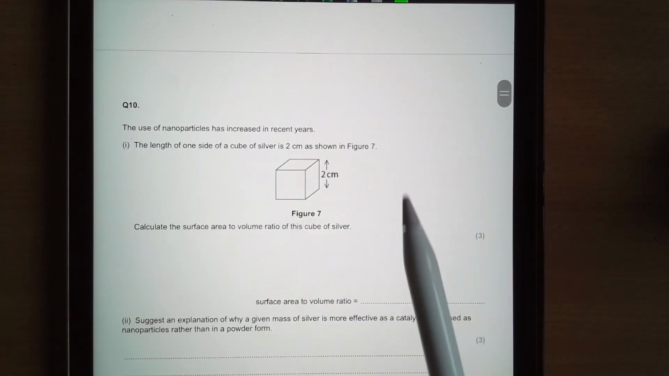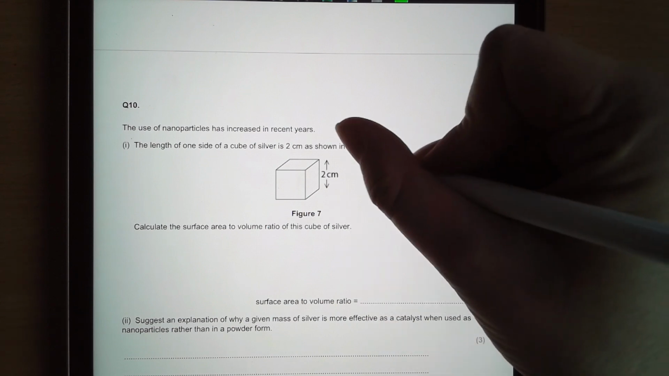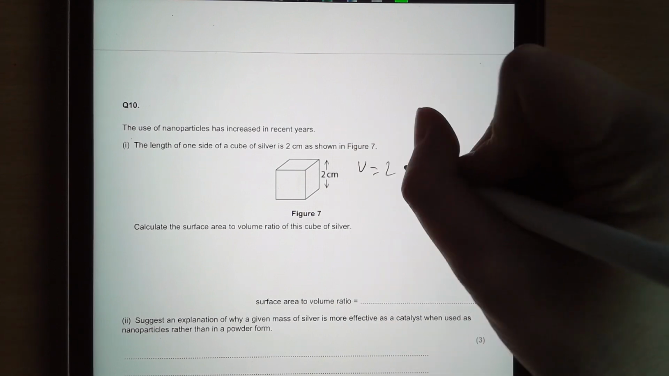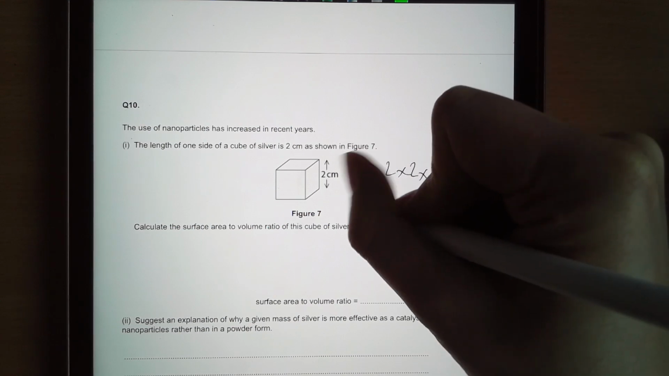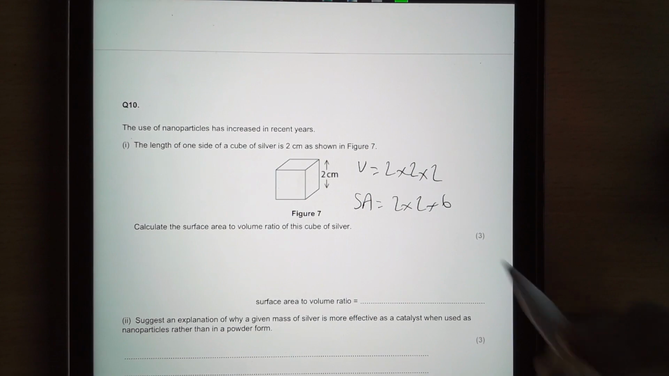Another question about surface area to volume ratio. This time they tell you that each side is 2. So to get the volume, it'll be 2 by 2 by 2. To get the surface area, 2 by 2 by 6. And then you simplify that ratio. And again, you're getting 3 marks for doing that.